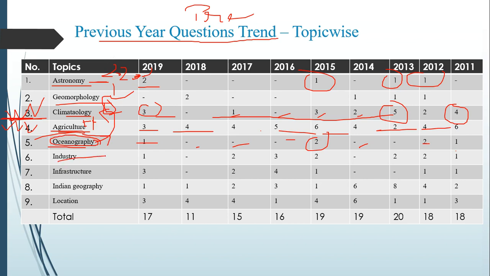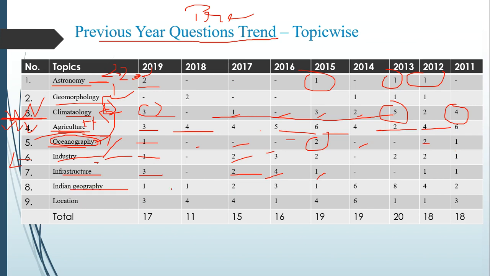When the industry section, that is Indian industry, one question in 2019, two in 17, 16, 3 questions, but in the economy section there were a lot of questions from the industry section. In infrastructure, dams, 3 questions from 2019 and 2 questions in 2017 from the infrastructure section, 4 in 2016, 1 in 1 and 1 in 11.